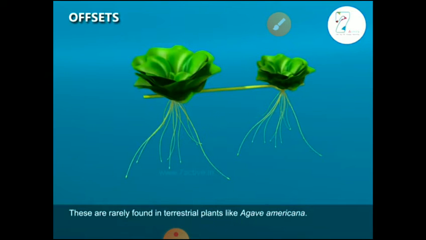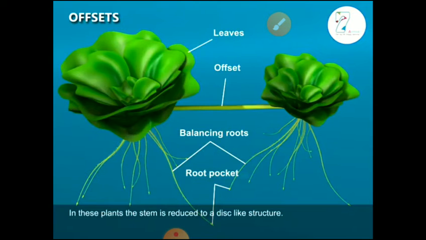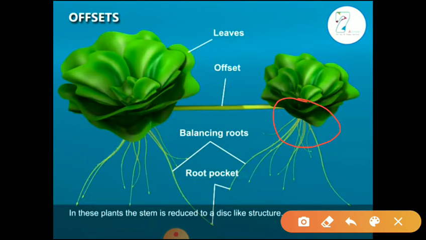These are rarely found in terrestrial plants like Agave americana. They grow horizontally on the surface of water. In these plants, the stem is reduced to a disc-like structure. So this is the disc-like structure.